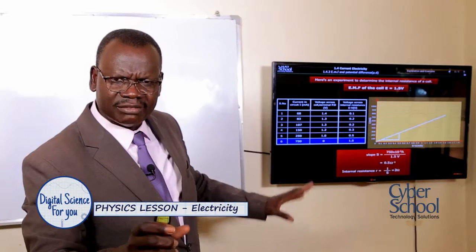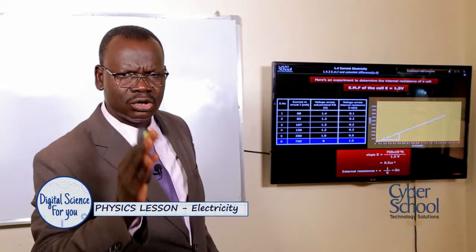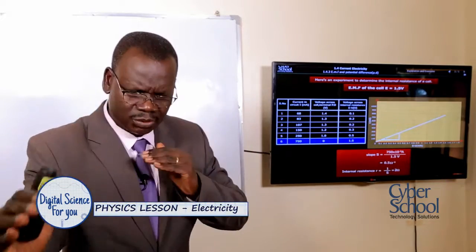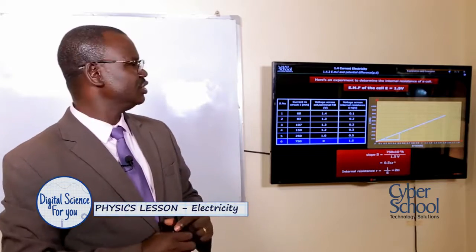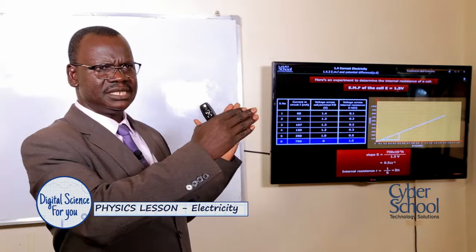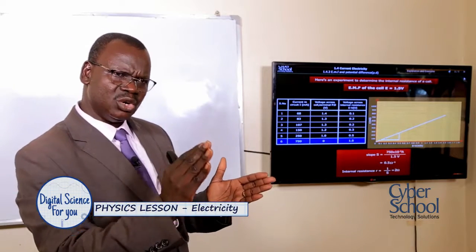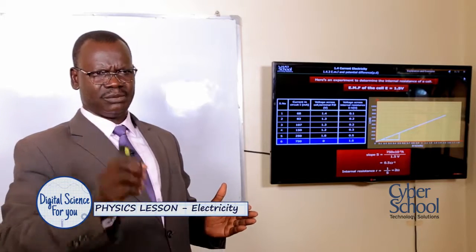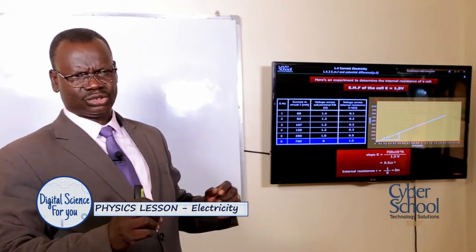So I hope we have understood now. Internal resistance, the resistance to the flow of electrons from one terminal to another, is what we call internal resistance, and we can get it by simply taking readings on the ammeter and voltmeter as the load is reduced. Now, application.